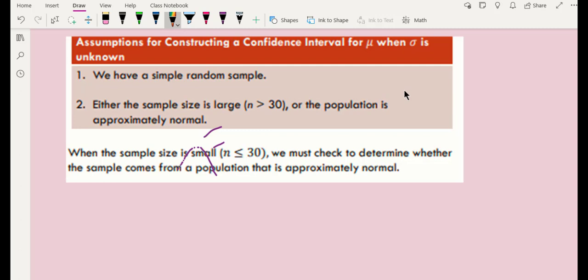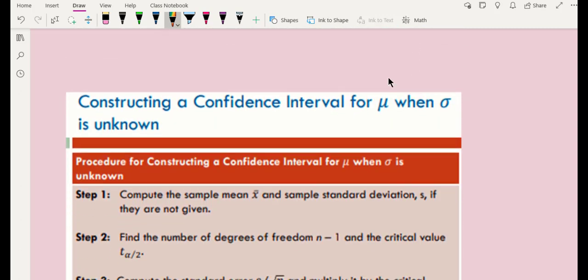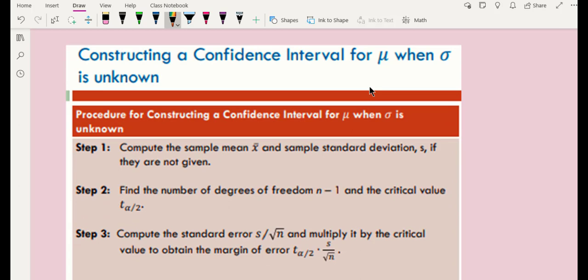And when that sample size is small, we must check and determine whether the sample comes from a population that is approximately normal. So when we want to construct these confidence intervals with the standard deviation of that population unknown, we will have to find out, number one, what the sample mean is. Still dealing with the sample mean, but beforehand we were dealing with the population standard deviation, and now we are going to deal with a sample standard deviation. If it is not given, we need to find those values.